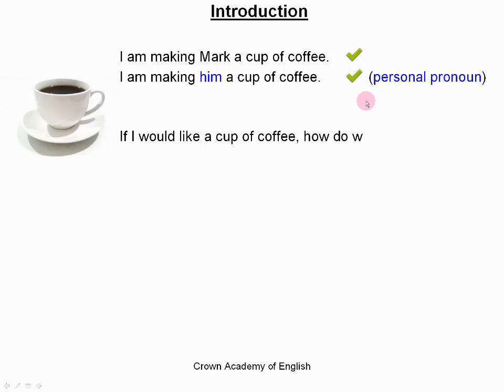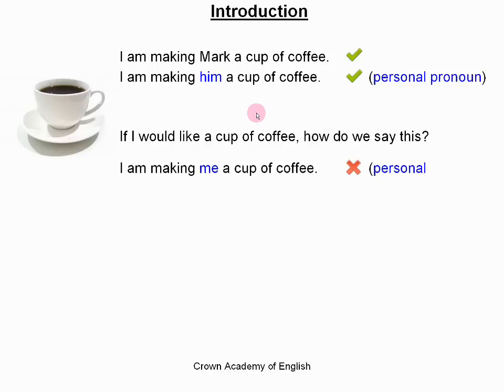But if I would like a cup of coffee, how do we say this? So if I want a coffee, how can we say this? I am making me a cup of coffee. So this is wrong. We cannot say this with a personal pronoun. Here I have said me, which is a personal pronoun, but this is wrong.